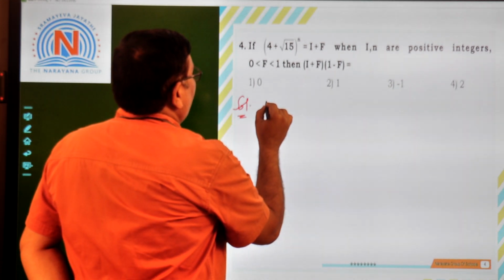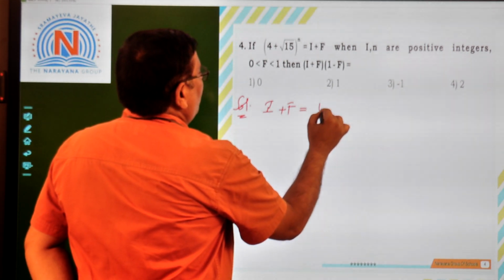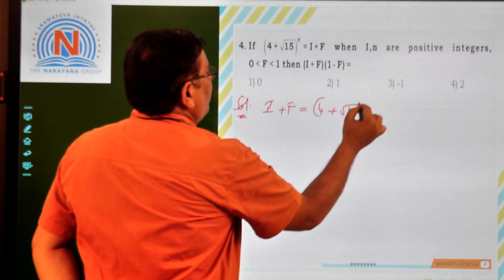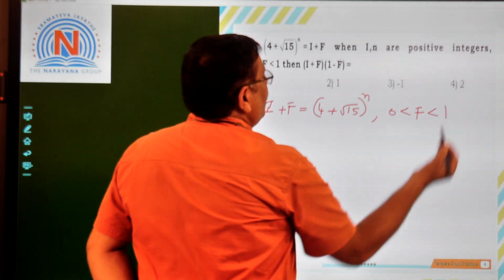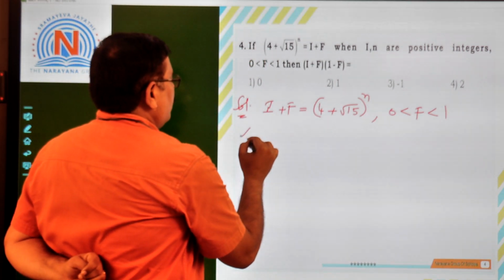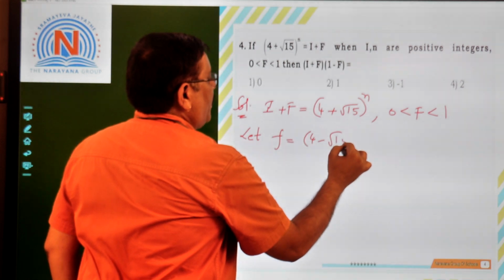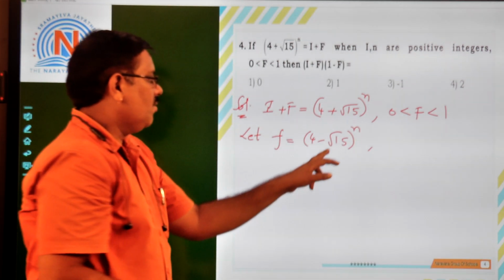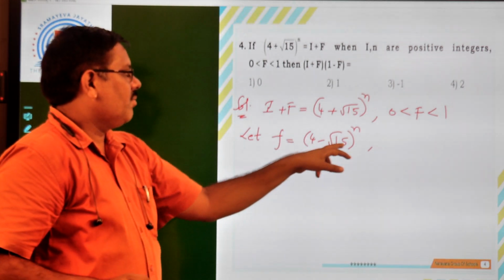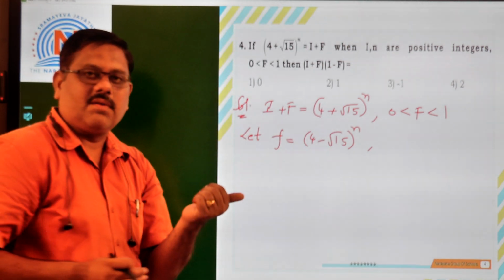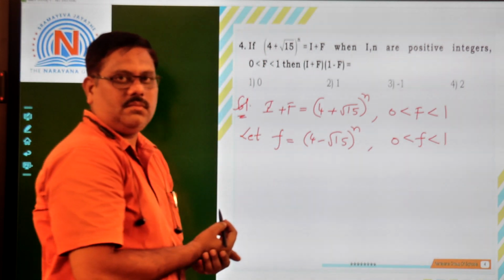So we are given I plus f as (4 plus root 15) whole power n, and again we are given that 0 less than f is less than 1. This time let us assume small f as (4 minus root 15) whole power n. We all know that root 15 is approximately 3 point something, it is 3.9 something like that. So 4 minus root 15 is obviously a value more than 0 but less than 1. So here also we can say that 0 less than small f is less than 1.